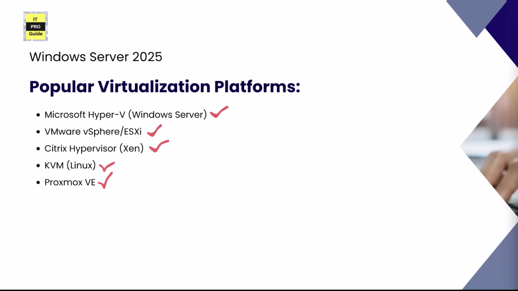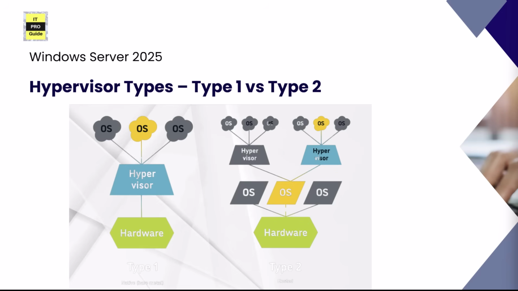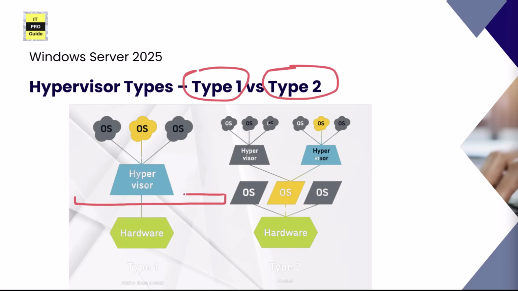Now that we understand what virtualization is, let's go one step deeper and look at the foundation behind it, the hypervisor. There are two types of hypervisor, Type 1 and Type 2. Let's compare them. A hypervisor is a software layer that enables virtualization. It controls the hardware resources and allocates them to the virtual machines. This is how it works.